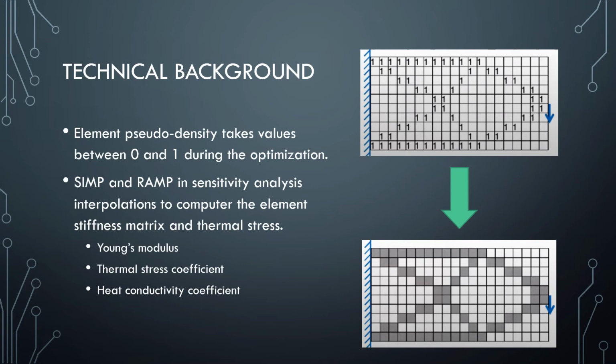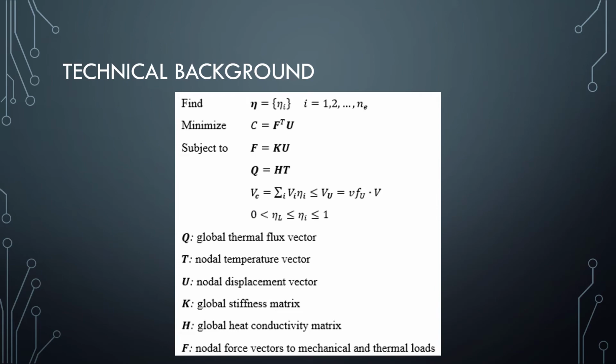The SIMP and RAMP equation will also be used in the sensitivity analysis interpolation of the Young modulus, thermal stress coefficient, and heat conductivity coefficient to compute the element stiffness matrix and thermal stress. In the formulation, the topology optimization problem in the thermal structural application involves thermoelastic stress load that relies on both the Young modulus and the coefficient of thermal expansion.